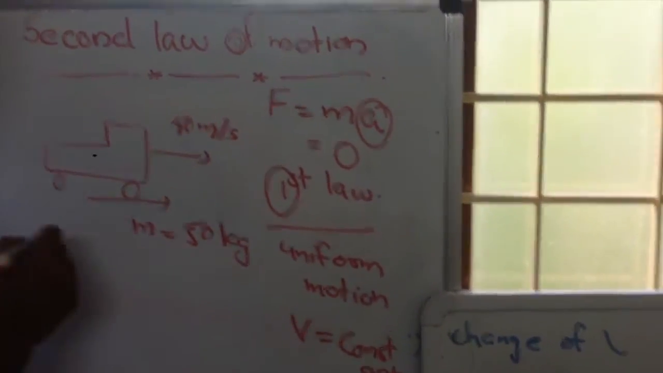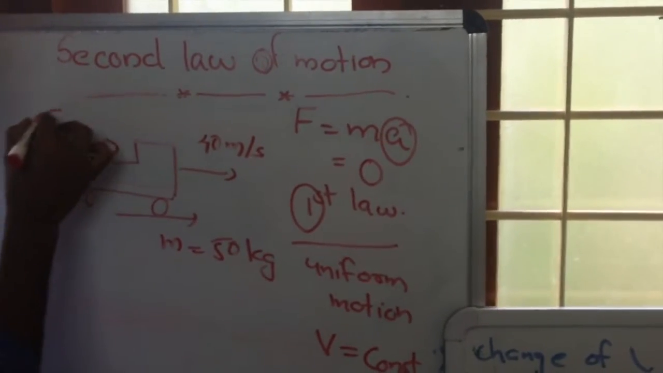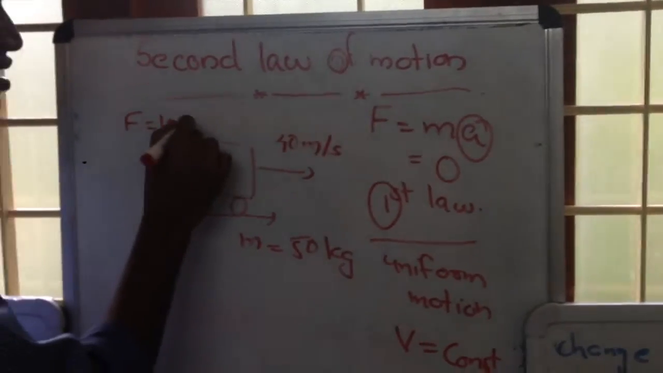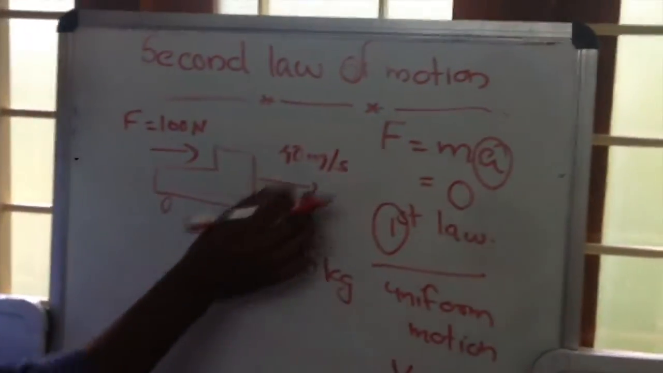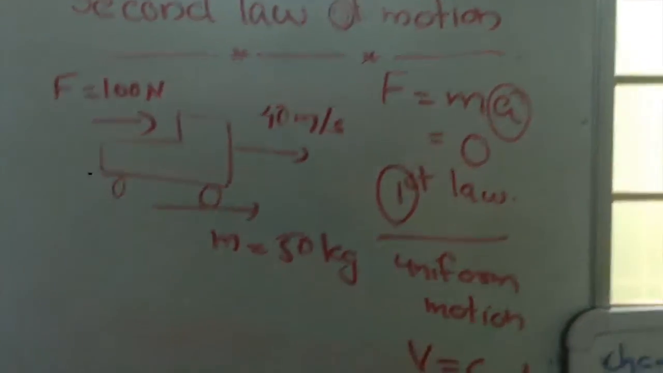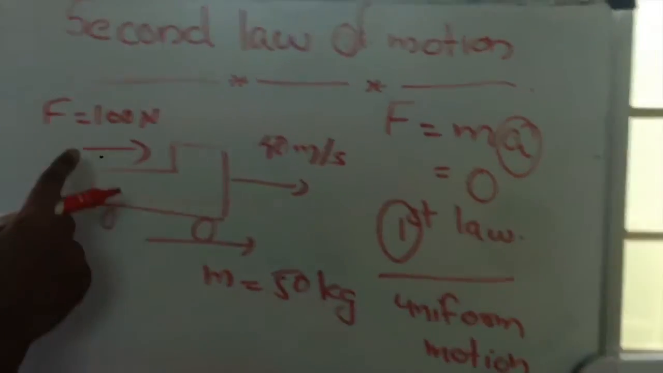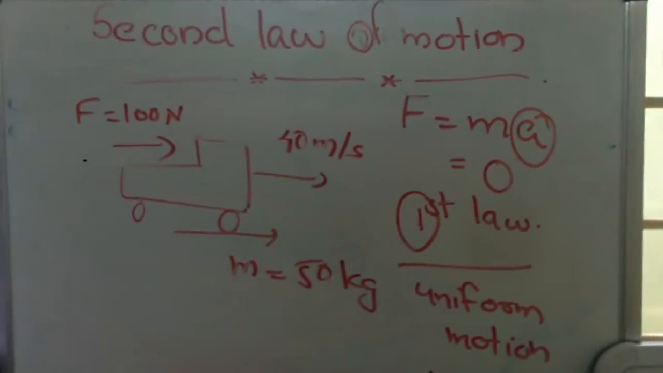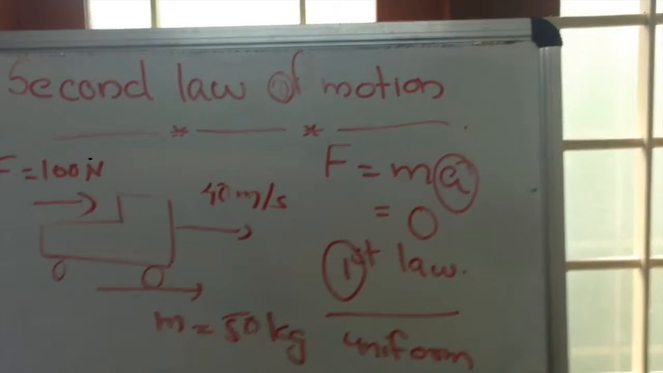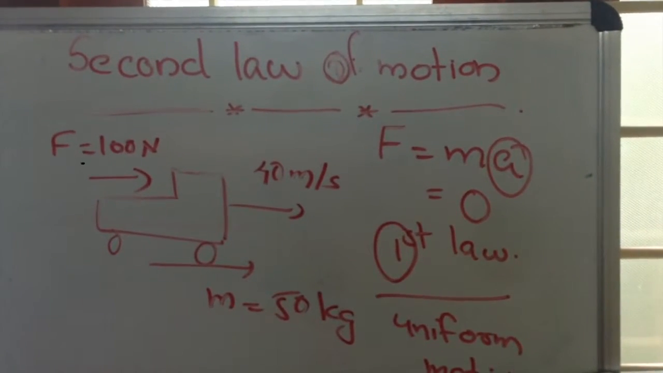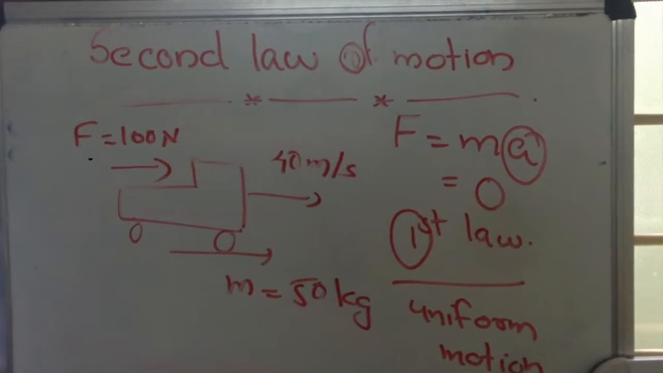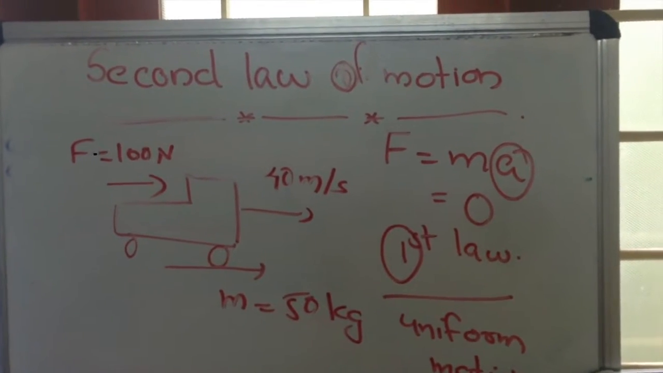But we know the engine imparts a force, say some 100 Newton. In order to move even in this constant velocity, the engine should impart a force of 100 Newton. That means a force is acting on it, but the velocity is constant. We should specifically note that the first law states the net force should be 0.